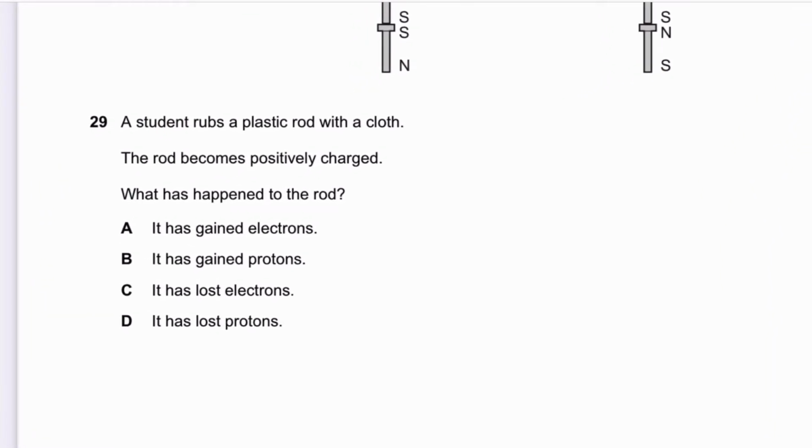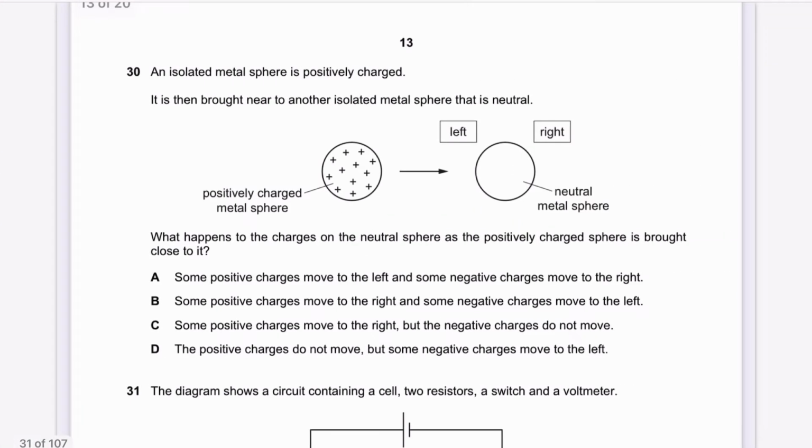29. A student rubs a plastic rod with a cloth. The rod becomes positively charged. Whenever we talk about anything being positively charged or negatively charged, you should always know that positive charges do not move. When something is positively charged, electrons move out of it. When something is negatively charged, electrons move into it. So when something is positively charged, it has lost electrons. C. Nothing can be done with protons. Protons can't be gained or lost. And if it gained electrons, it will become negatively charged.